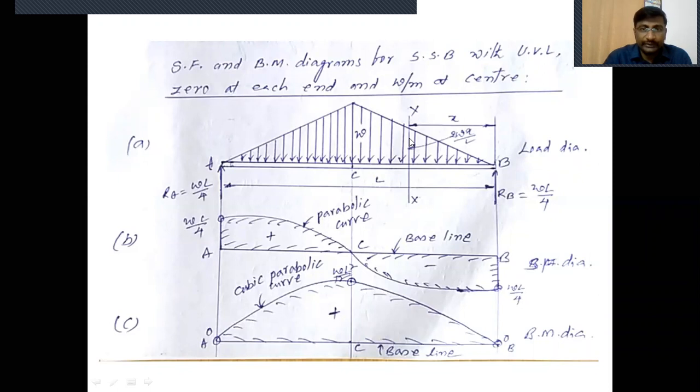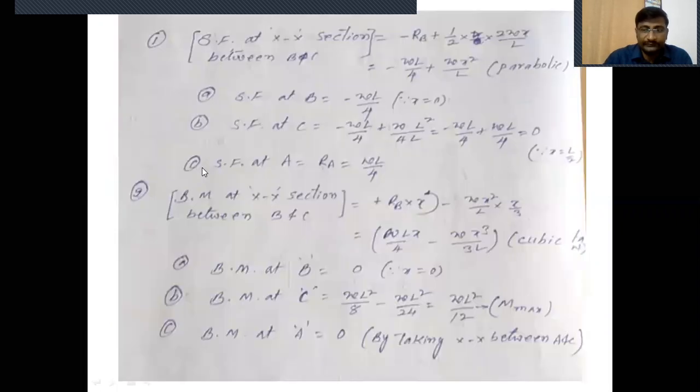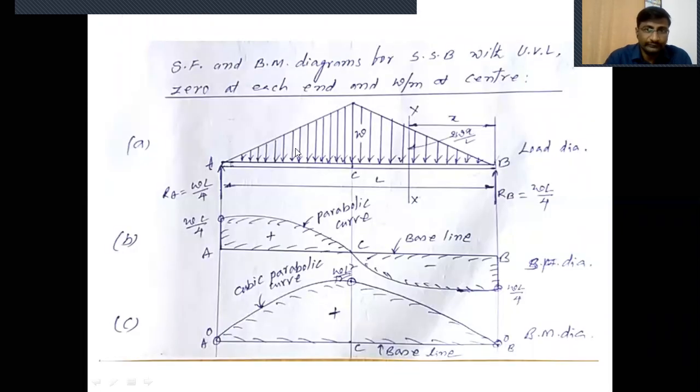By finding the shear force and bending moment equations at XX, we can find the shear force and bending moment values between C and B. The XX section must be considered between B and C, because after C the load intensity is not increasing gradually. It is gradually decreasing again. Clear, students?